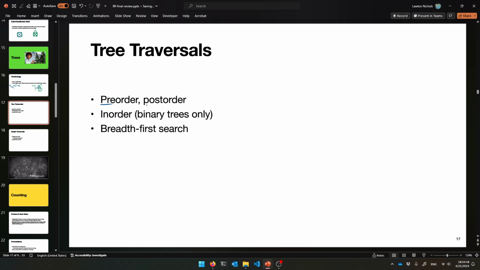So the prefixes here mean in which order you visit the root, because this is going to be a recursive algorithm. So pre means root first: visit your root, and then recursively visit your children. And then post order means visit your children recursively first, in some order, then your root.